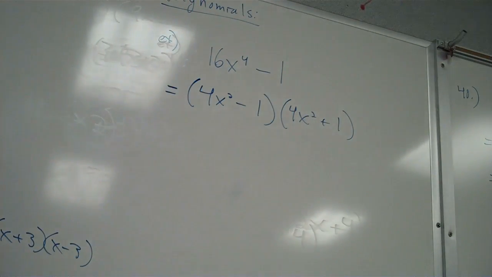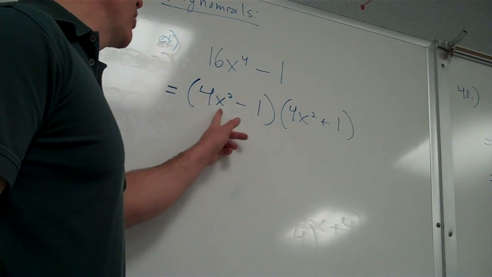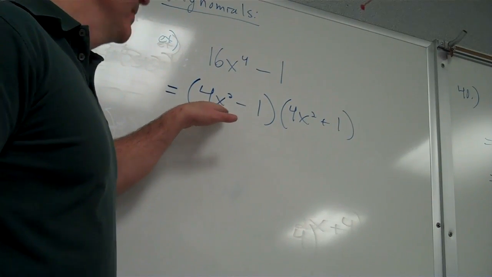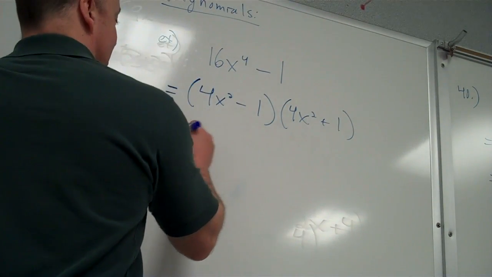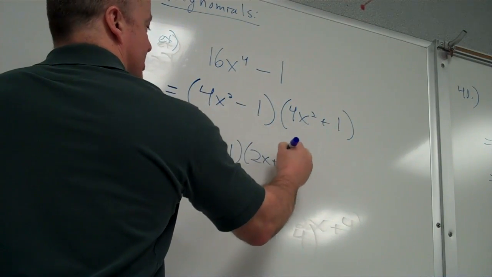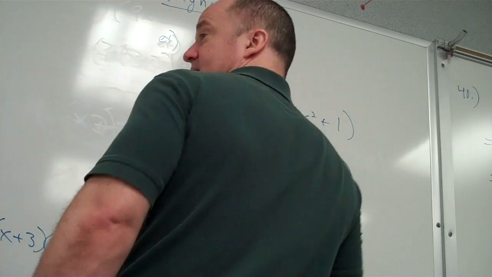Now this often happens with these problems, and they're often set up to do this. What about 4x squared minus 1 here? Is 4x squared a perfect square? Yes, 2x. 2x minus 1, 2x plus 1. So 2x minus 1, 2x plus 1 times 4x squared plus 1. Okay?